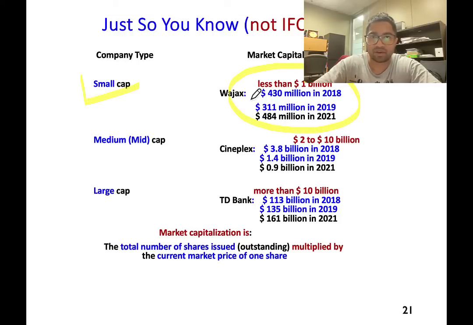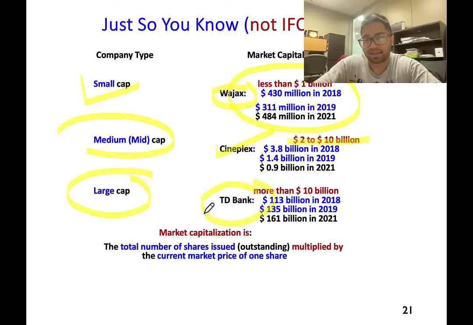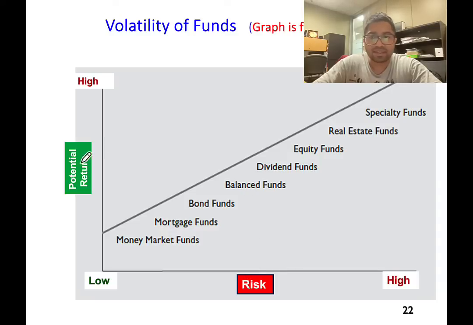Not testable in the exam, but we discussed what are small cap companies, usually companies less than $1 billion. For example, Vijax is a small cap company in Canada. Then medium cap companies, usually market cap $2 to $10 billion. Cineplex is an example. Large cap company, usually more than $10 billion. TD Bank is an example. What is a market cap? Total number of shares issued by the company multiplied by the current market price. So it indicates the size of the company. This is very testable, very important for the exam.